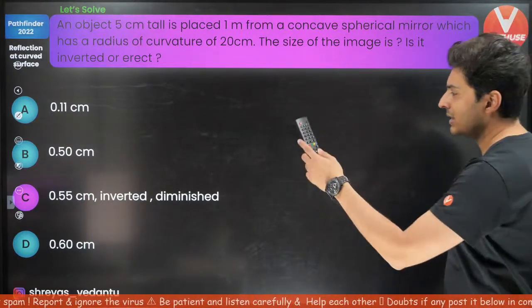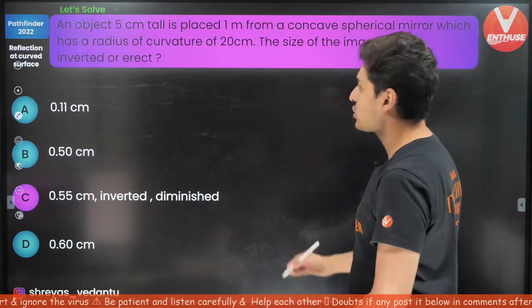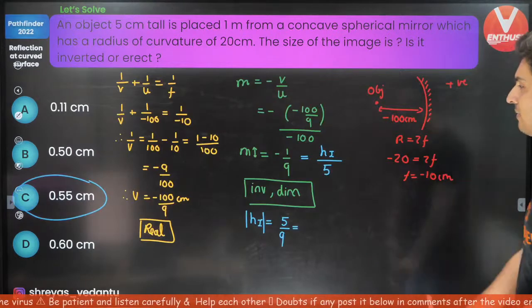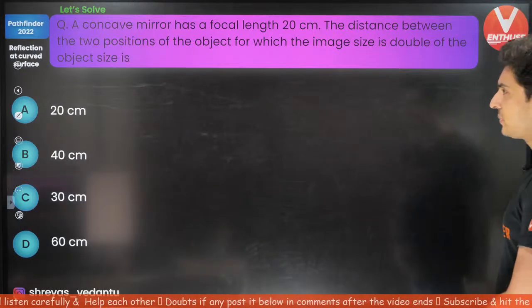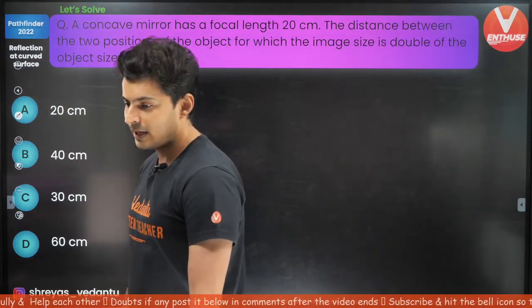It's 0.55 centimeters. It's inverted. It's diminished. It's also real in nature. We also got it as real, inverted and diminished. That's how you're going to solve the problems. Next question coming up on your screen.